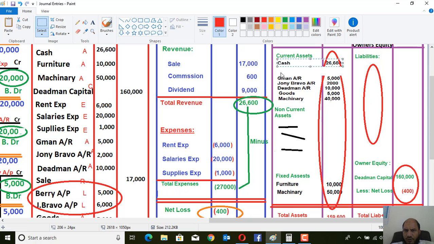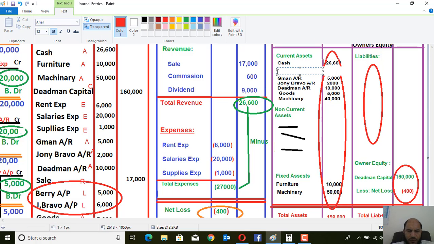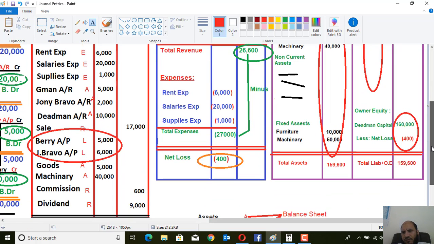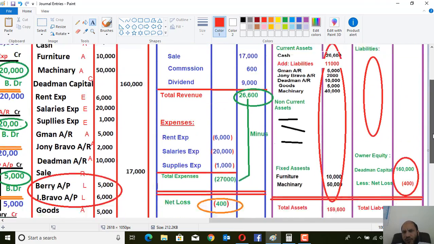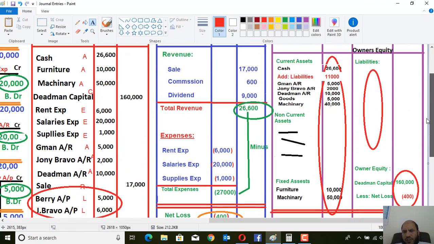So if we add over here, under the cash, about the 8, what we have, for example, is the liabilities that we have paid, and that liability is equal to how many rupees: 11,000. So then it is equal to 1,59,600. So this was the difference, dear students, but the way to create a balance sheet is this.